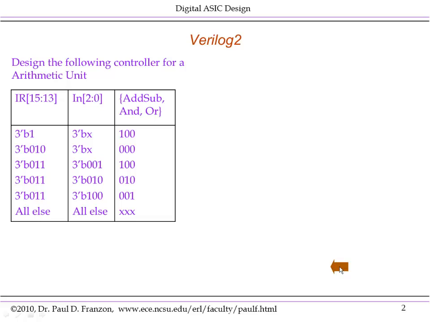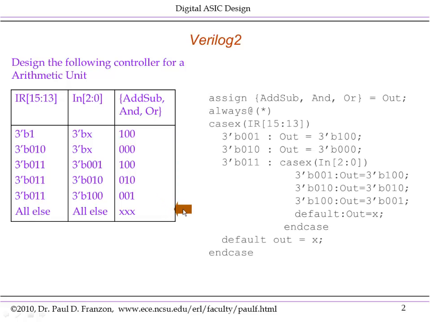Here's another example. This time I have a truth table. What I have here is 3 bits from some other register, 3 other bits coming from somewhere else, and I've got to assign these control lines as drawn here. And this is a truth table. That's all it is. So when you get a truth table, what do you think of coding this as? You code it as a case statement. So here's the case statement coding that truth table.